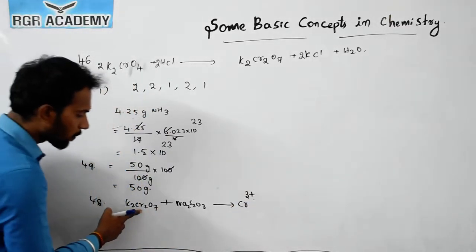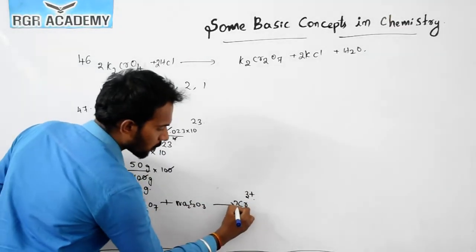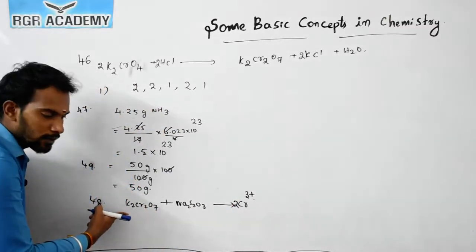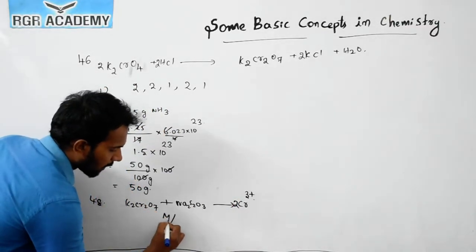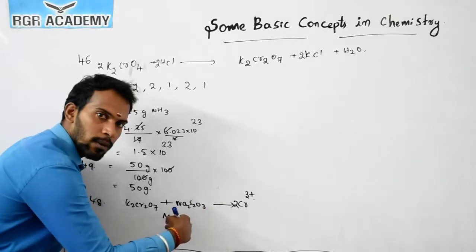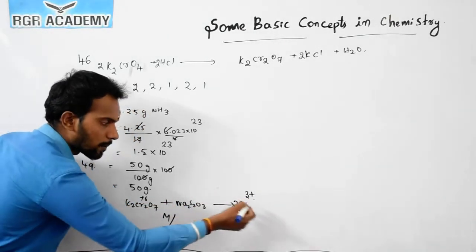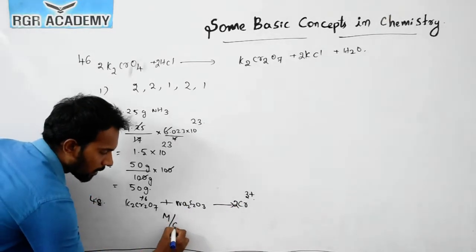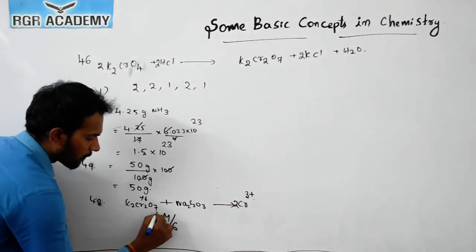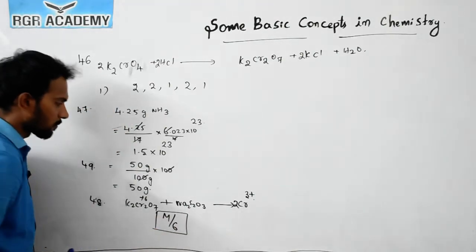Okay. So how many chromium atoms are there? There are 2 chromium atoms. So then what is the equivalent weight of this compound? M by, so 1 chromium atom gives 3 electrons. So plus 6 converts into plus 3. So 2 into 3 means M by 6. Okay. So the value is M by 6.